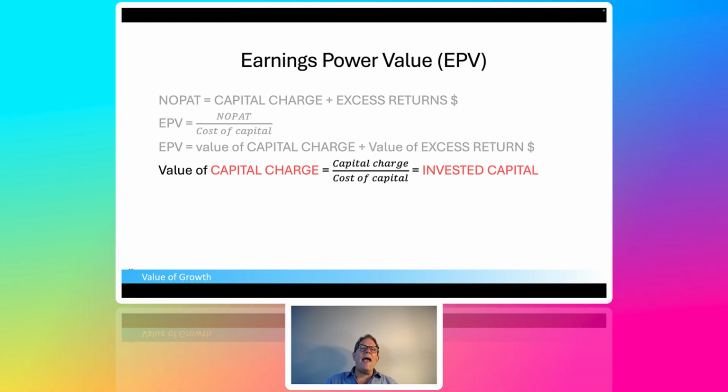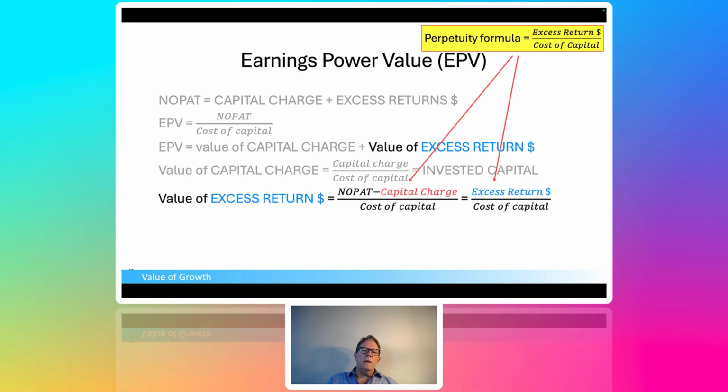So the value of the cash flows that cover the capital charge is invested capital. Another way of saying that is the value of a company that just earns its cost of capital should be equal to its invested capital and no more. All right. Now, excess returns, the second part of our equation, the value of excess returns in dollars. Now, remember, we have two ways of thinking about the excess returns in dollars: NOPAT minus the capital charge, or just excess returns in dollars.